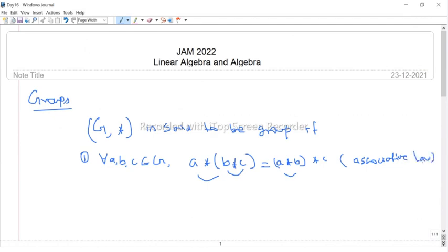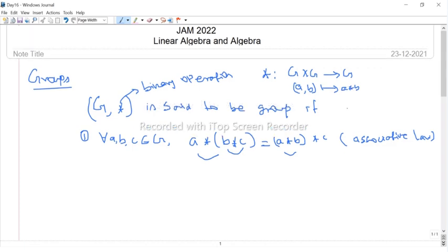associative law. There is actually no need to write the closure property, because we say it's a binary operation. So star is a binary operation, and therefore the binary operation means it's a closure property. So what does binary operation mean? Star is a function from G cross G to G. That means if you take any element (A, B) in G, it maps to A star B. So the binary operation itself says it's a closure property.